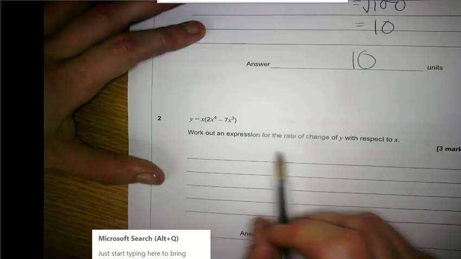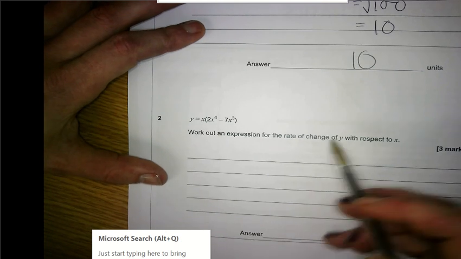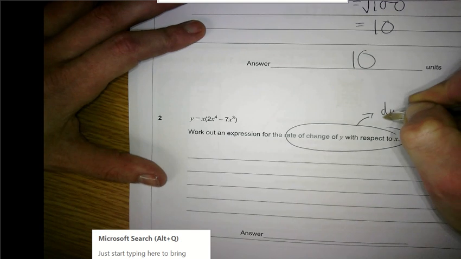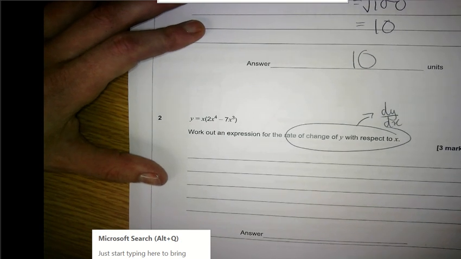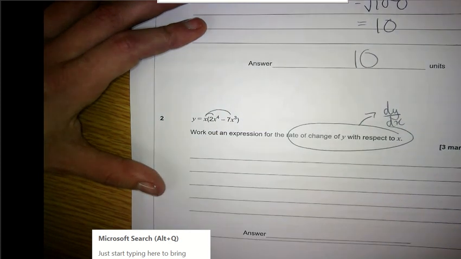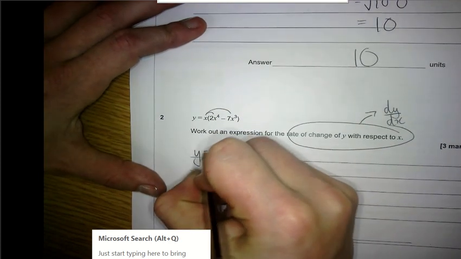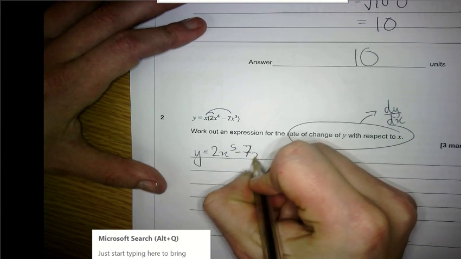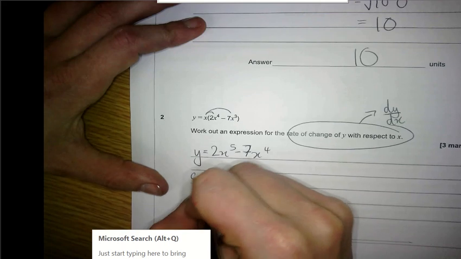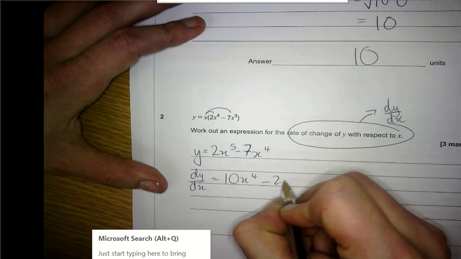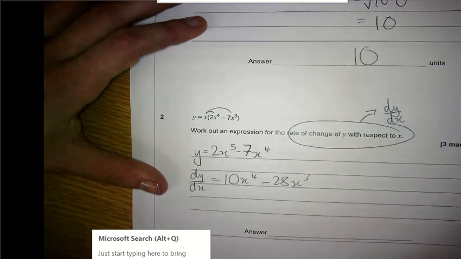Question 2. Work out an expression for the rate of change of y with respect to x. This rate of change of y means dy by dx. So I'm going to find dy/dx. Before I do that, I need to expand my bracket. So y is 2x^5 minus 7x^4. Now I'll differentiate. dy by dx is 10x^4 minus 28x^3.